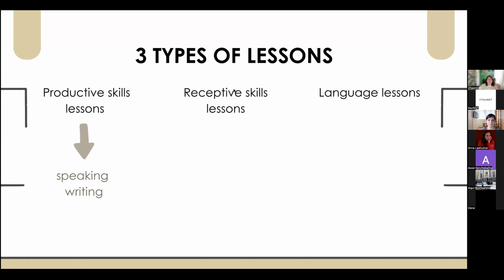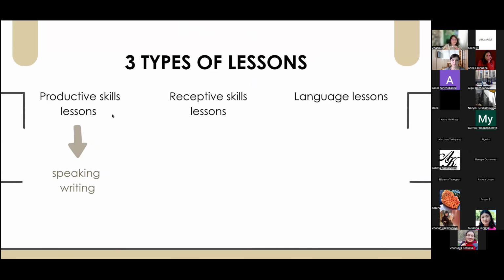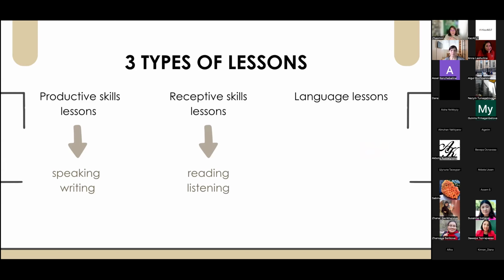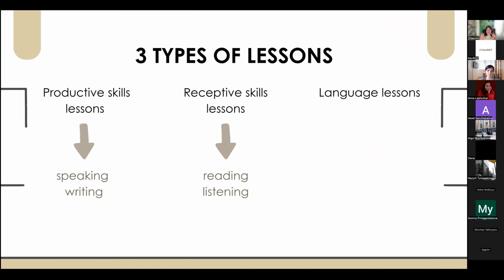Next, we have the receptive skill lesson. What skills go here? Reading and listening. Absolutely, you are correct. We have reading and listening because we receive information, that's why they're receptive skills, because we receive information by reading or listening. And the last one, the favorite type of everyone, I think it's the heel of every teacher, is the language lessons. What skills do we associate with language lessons?